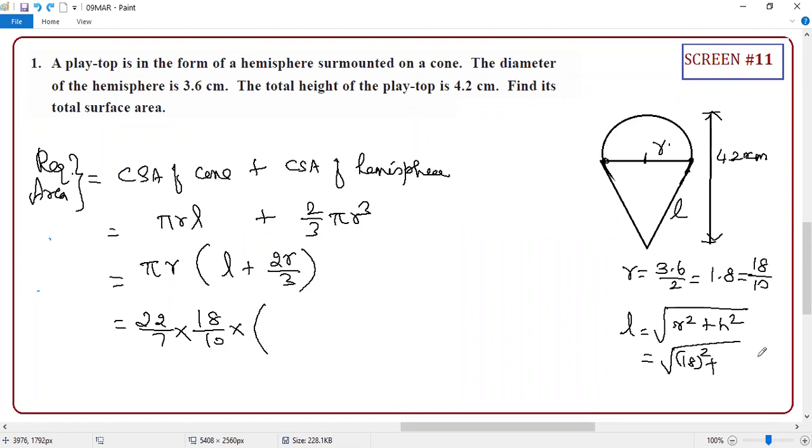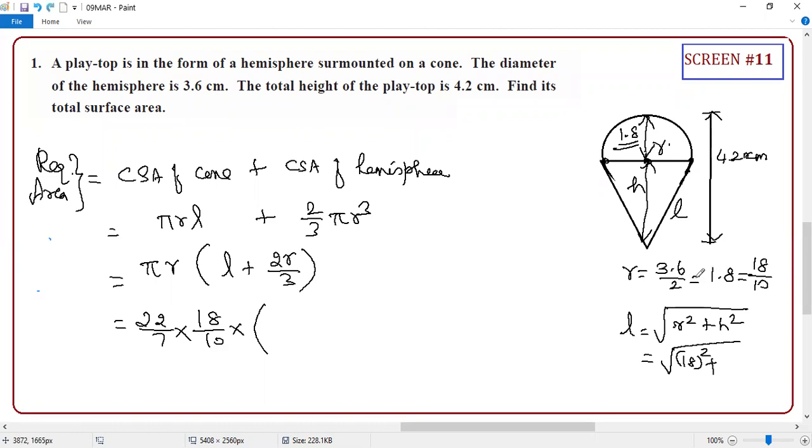Dear students, h is only this part for the cone. But the height they are giving is for the entire solid, the total height. You have to find this height. Sir, how to find that? Please remember, in a hemisphere, the radius and height are both equal. Which means this part is 1.8 only.